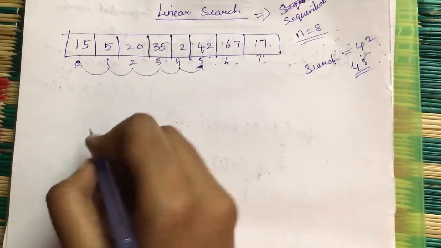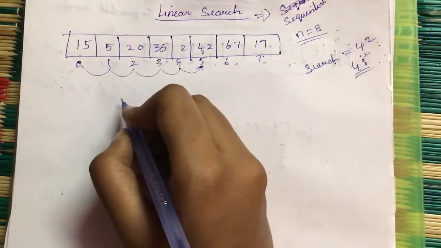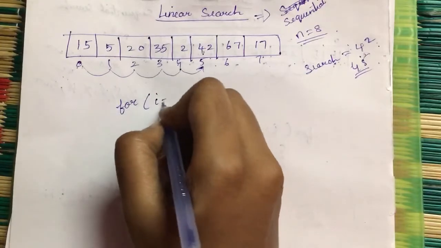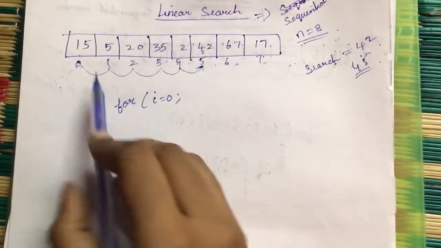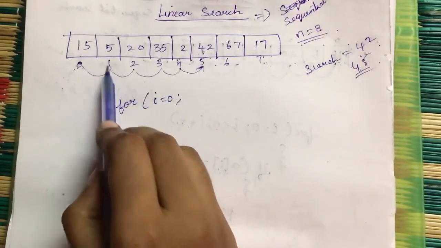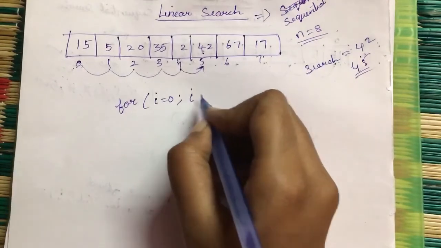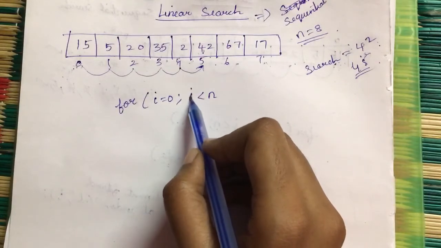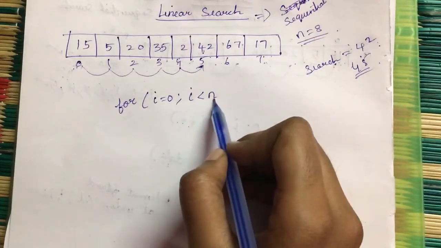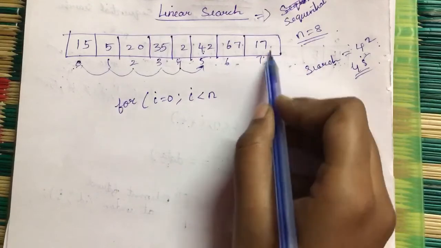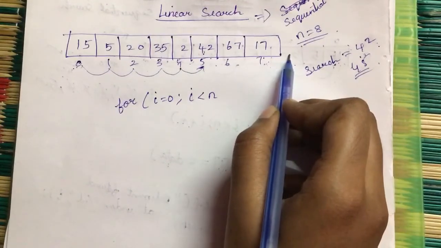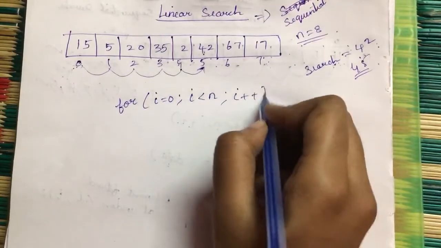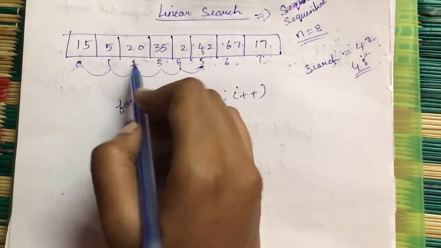So we will write the working principle of this and discuss it with an example. For i is equal to 0. Why do we write i is equal to 0? Because the comparison starts from this position. i less than n. Why do I write i less than n? The indices range from 0 to 7, so less than n means it will stop at this position, as there is no value at this element. So I have written i less than n, and increment one by one, to the next position, and so on.